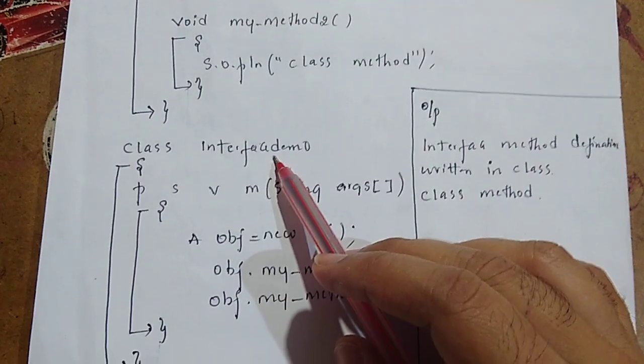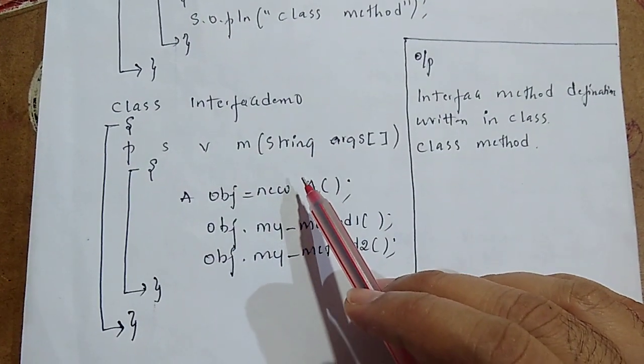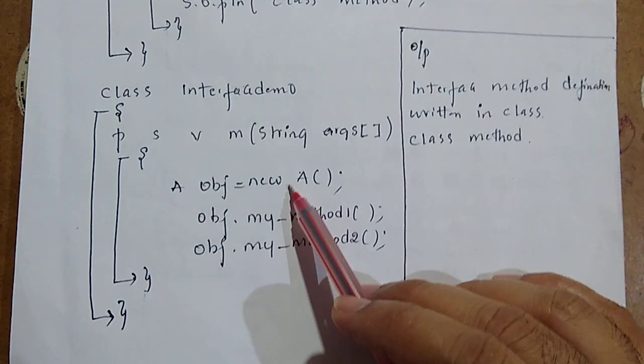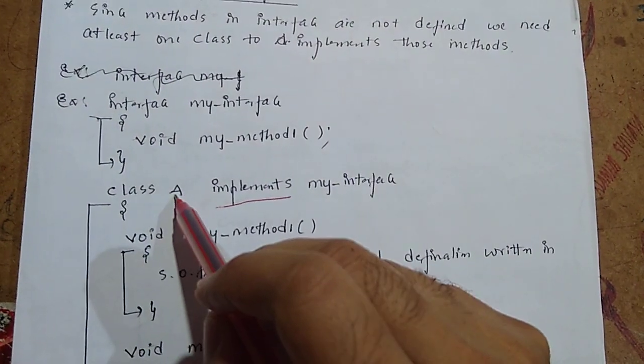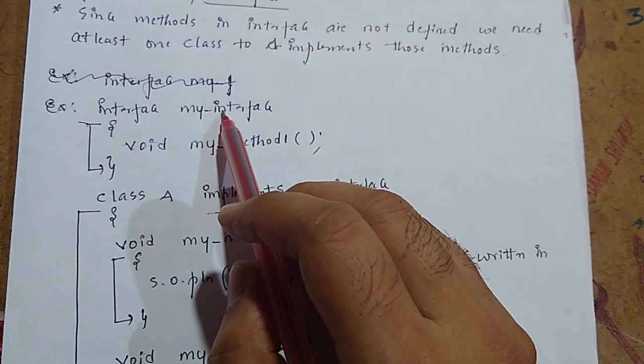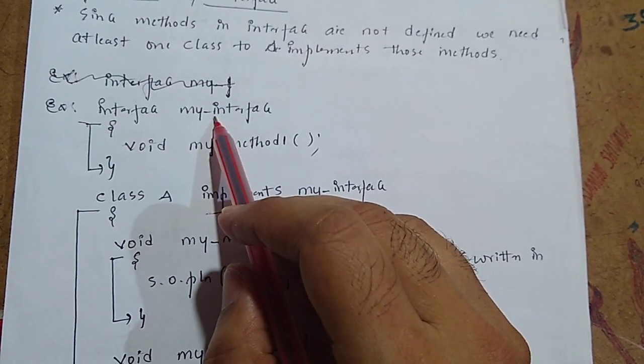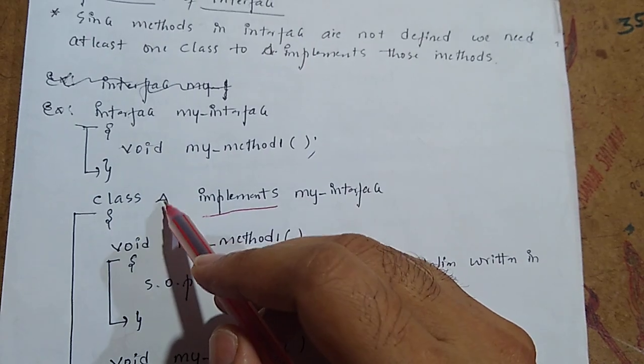I have taken one more class just to write public static void main. Within public static void main, I'm creating an object of the class type. What's the name of the class? A. For an interface we can't create any object. Through a class we have to create the object.